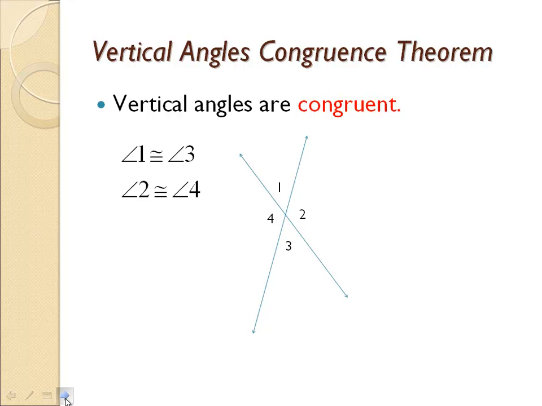The vertical angles congruence theorem, and we've talked about this in class already. We've talked about how angles 1 and angle 3, those are vertical angles, and they're congruent. And also angles 2 and angle 4, those would be congruent as well, and they are vertical angles. We've talked about this one, so that shouldn't be new for you.